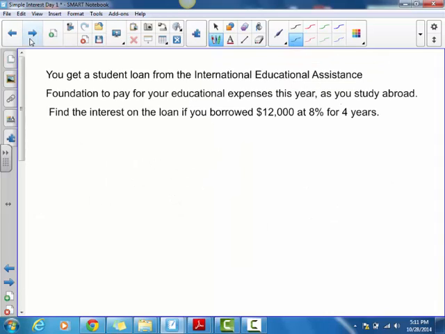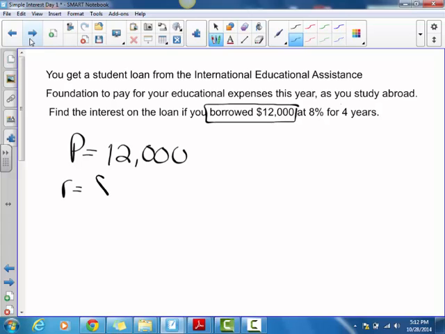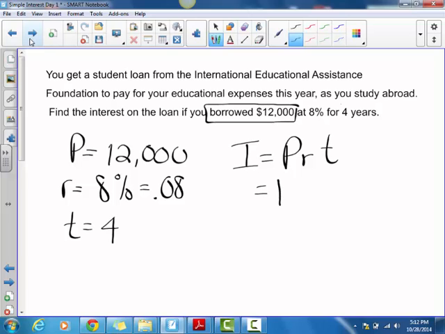All right, you get a student loan from the International Education Assistance Foundation to pay for your educational expenses. Find the interest on a loan if you borrowed $12,000. The amount of money that you borrow is P, $12,000. At a percent of 8, interest of 8%. 8% as a decimal, move it 2 places to the left, 0.08. Your time is 4. It's going to be borrowed for 4 years. I equals PRT, so I equals 12,000 times 0.08 times 4.